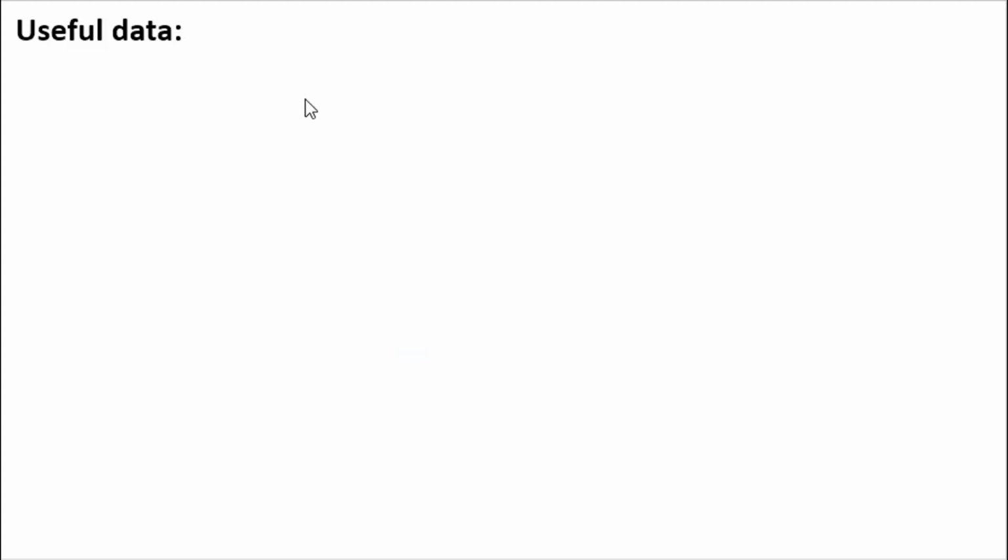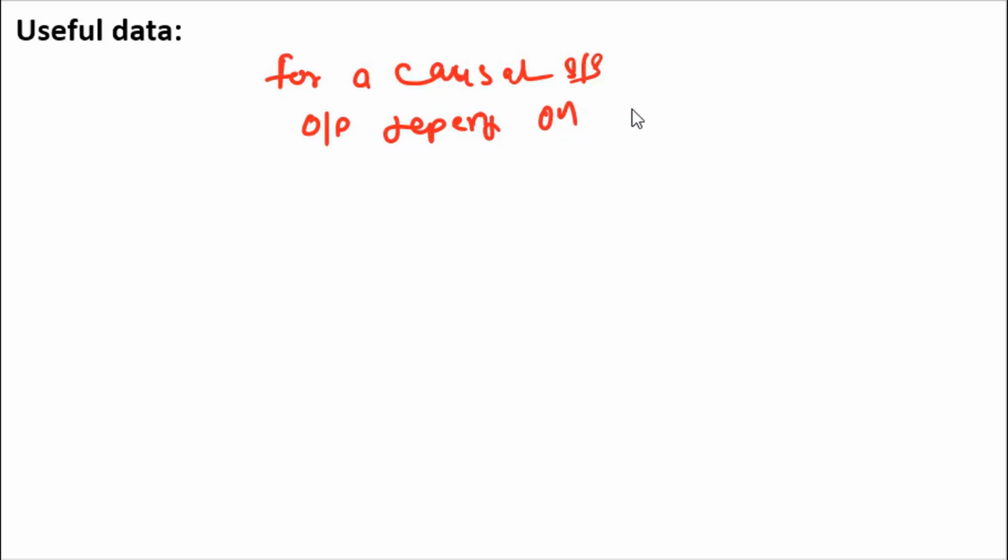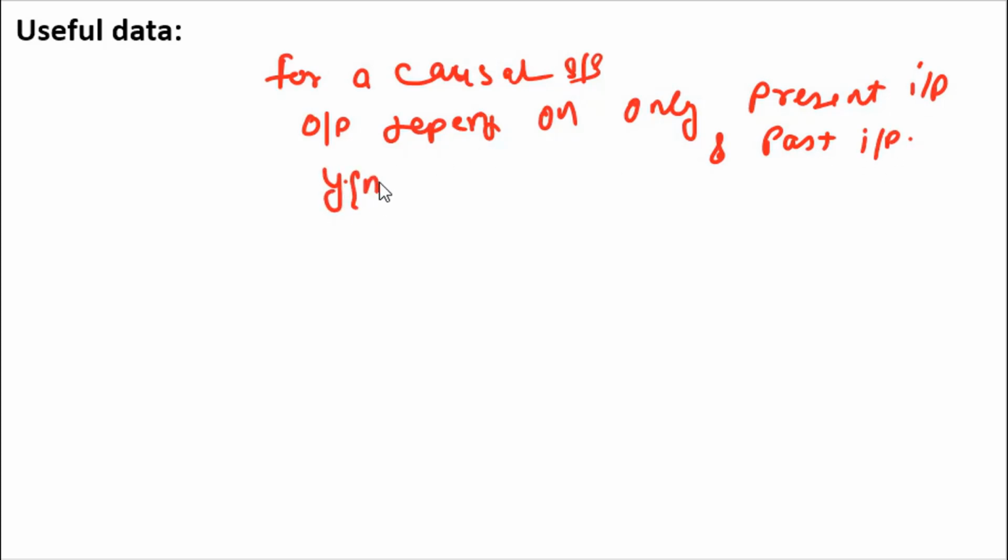So the useful data for this question is, for a causal system, the output should depend only on present input and past input. So let's suppose the output is y of n, then it should depend only on the present input, that is x of n, and x of n minus 1, x of n minus 2, and so on.